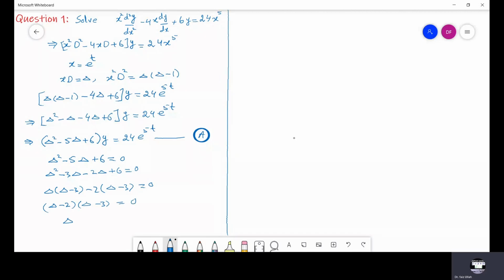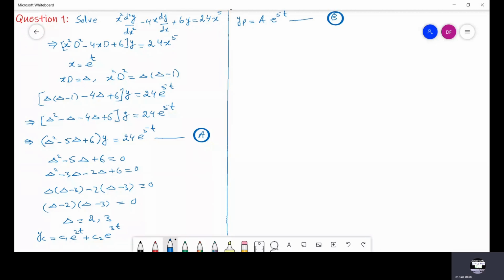So we have two roots. Δ is equal to 2 and 3. These are two different real roots, so the complementary function yc is equal to c1 e²ᵗ plus c2 e³ᵗ. And now let us use the UC method to obtain yp. So yp for this function is a e⁵ᵗ. Let us say this is our equation number B.